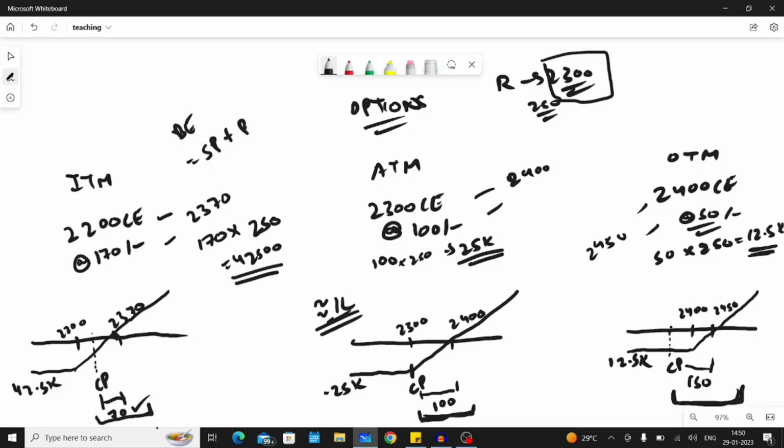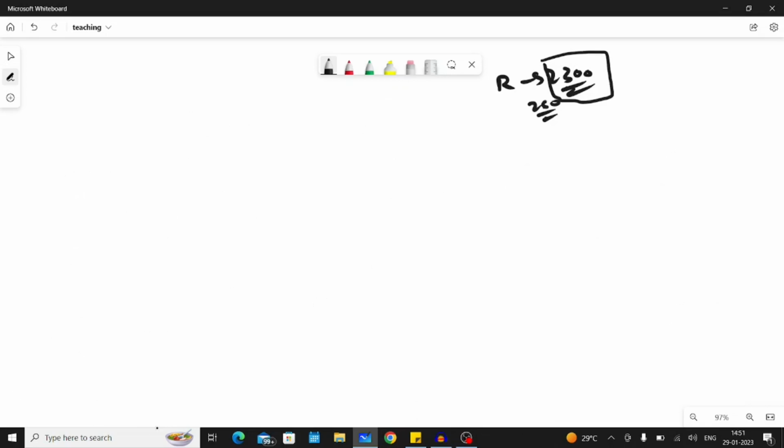So he should pay somewhere close to the futures price, right? So he'll be paying somewhere around 1 lakh rupees. Now let's compare call option and put option. So call option 2300 and put option 2300.